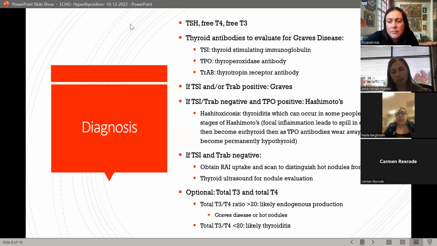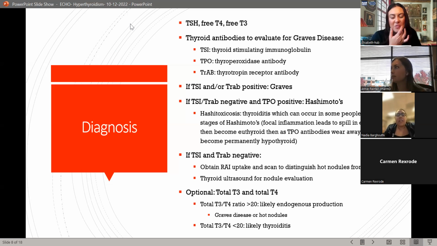But some people develop this Hashitoxicosis where the antibodies are wearing away at the thyroid and creating an inflammation of the thyroid. And it's the thyroiditis. That's why it's called Hashimoto's thyroiditis. But that inflammation can sometimes lead to some leaking of thyroid hormones. So some people will actually go through a hyperthyroid phase. Then they become euthyroid where their levels are normal. Then eventually, as the TPO antibodies continue to tear away at the thyroid, they'll become hypothyroid after that and need levothyroxine.